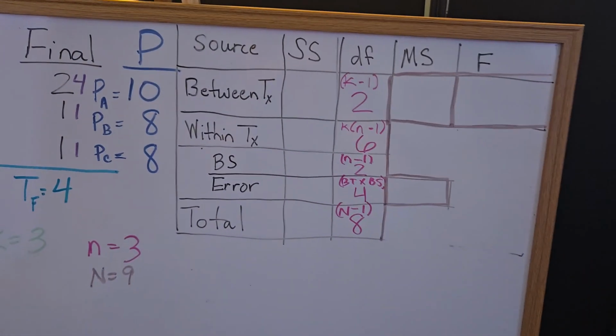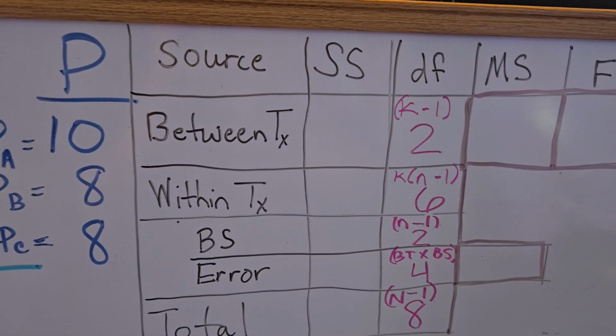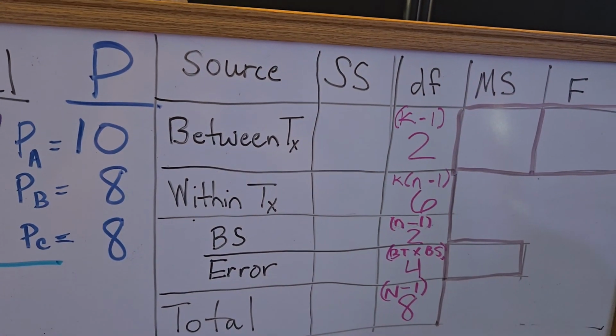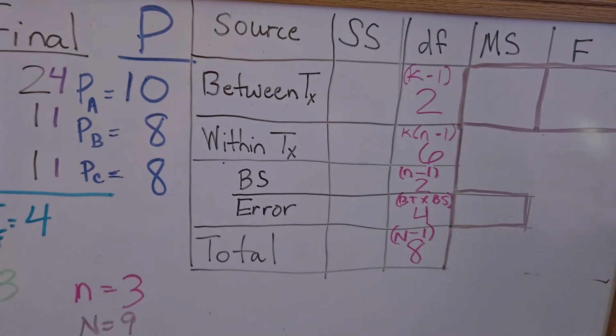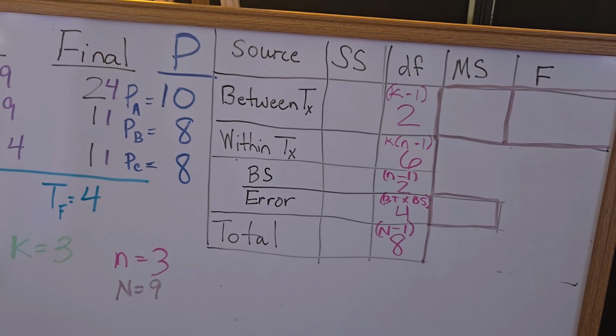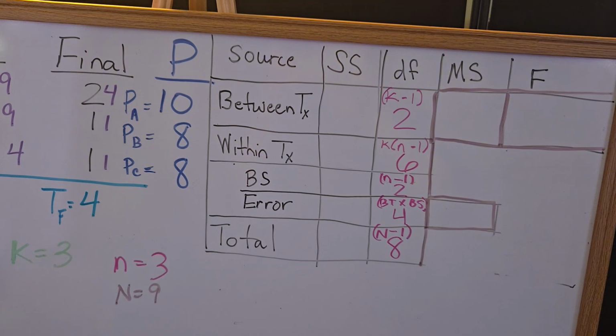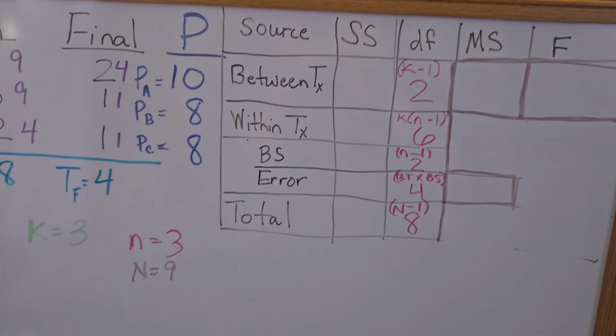Now we have to do the part that always takes the most time. We have to compute our sum of squares. So let's get to it. Which one should we do first? I'm going to teach you the way where you do sum of squares total first, just because that's the way I like to do it. It's not the only way to do it.